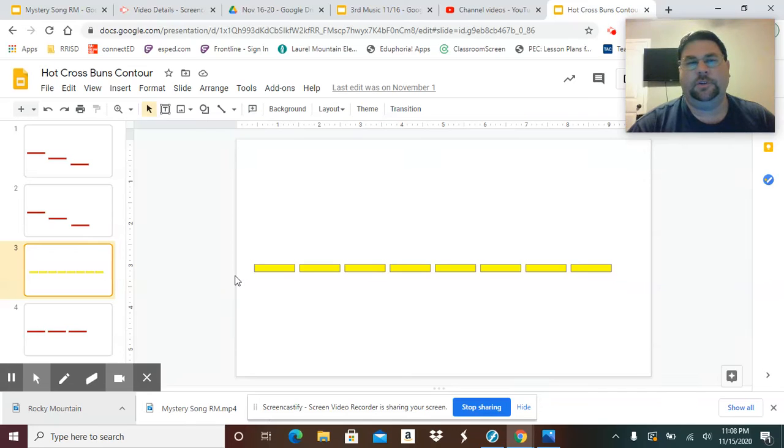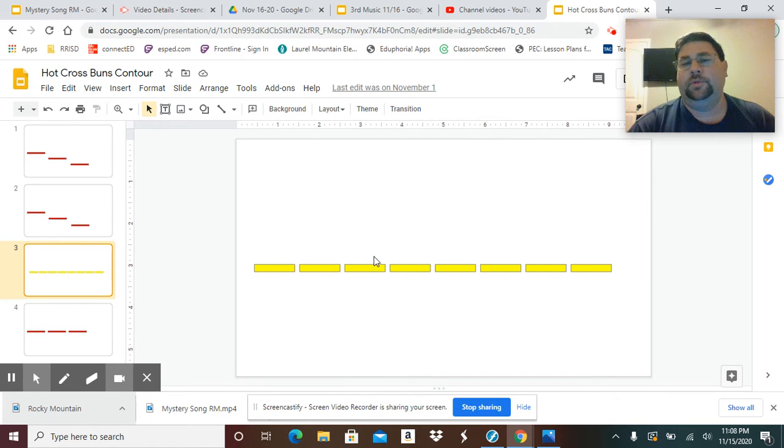Right. So third grade, we worked on our contour for the first two measures a couple weeks ago. And I asked you to be able to figure out the last two measures by yourself. So if I am looking at this, I have one a penny, two a penny. So I'm noticing that if I go loo, loo, loo, loo, loo, those sounded all the same. So I'm not going to change any of the first four.